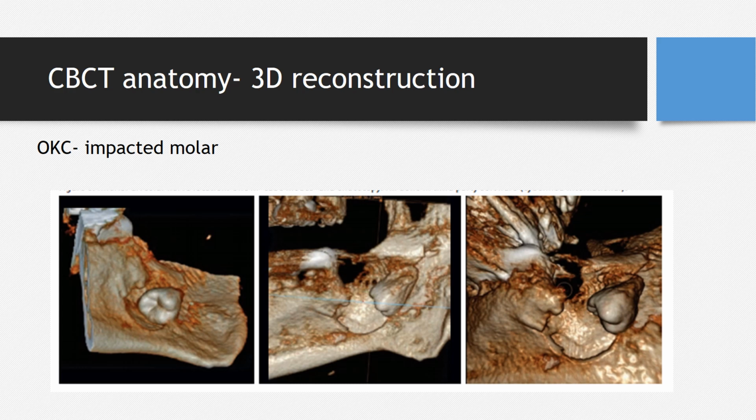For 3D reconstructions, CBCT can come to help. For example, this is a case of an OKC with an impacted molar. It allows you to assess the amount of bone destruction that is done by the OKC, and post-surgically, what would be the area that needs to be reconstructed.